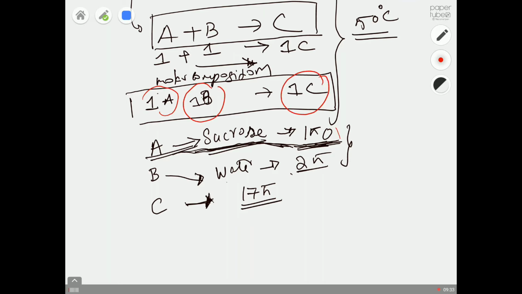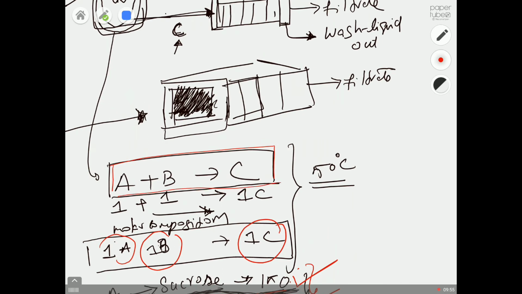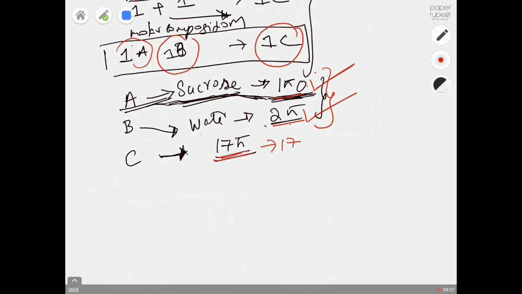You have 150 as the molecular weight of compound A, and 25 as the molecular weight of compound B. When they combine, the product should be exactly the molecular weight of this plus this, 150 plus 25. So that's the meaning of this type of reaction, stoichiometric reaction. So it will be 175.